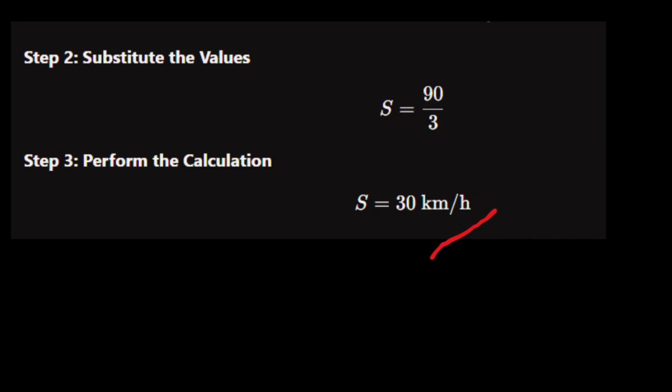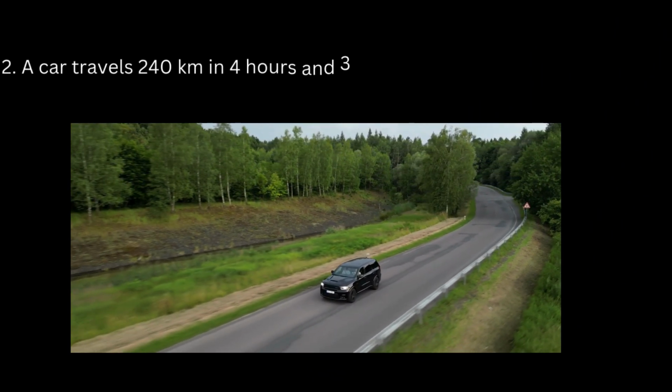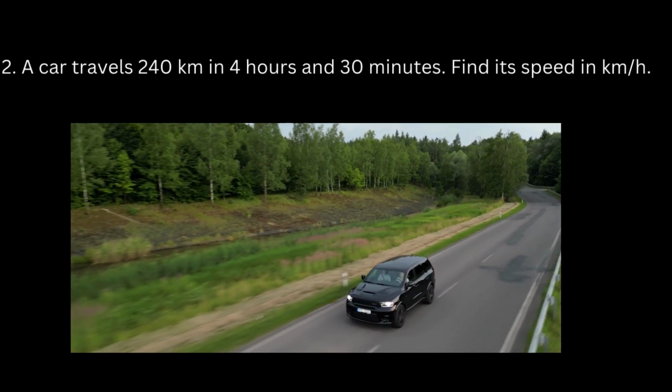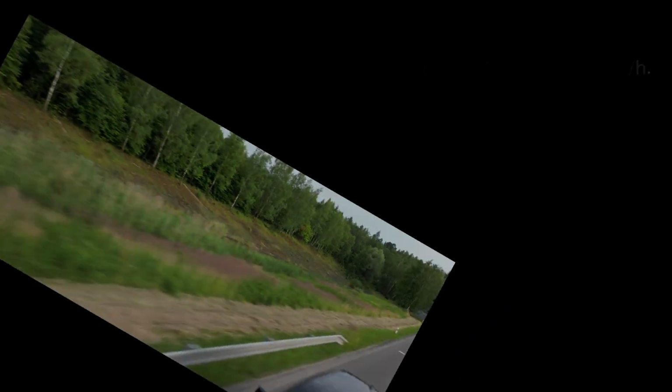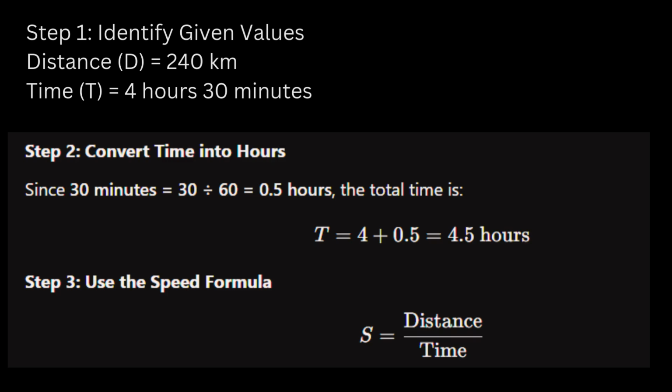Let's jump into another sum. A car travels 240 km in 4 hours and 30 minutes. Find his speed in kilometer per hour. The given data was distance is equal to 240 km and time is 4 hours 30 minutes. First let's convert the time into hour. Since 30 minutes is 30 by 60, which is equal to 0.5 hours. Then the total time already given as 4 hours. 4 plus 0.5 is 4.5 hours.